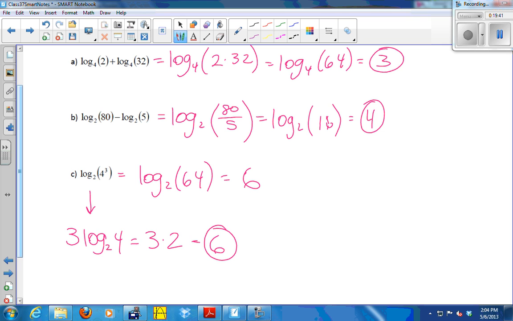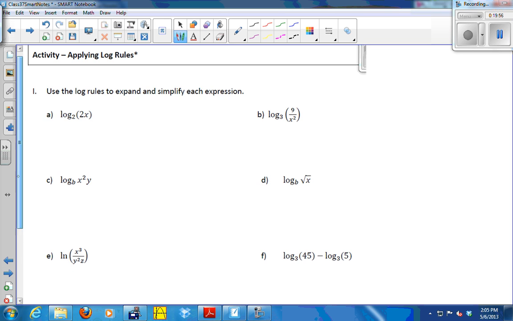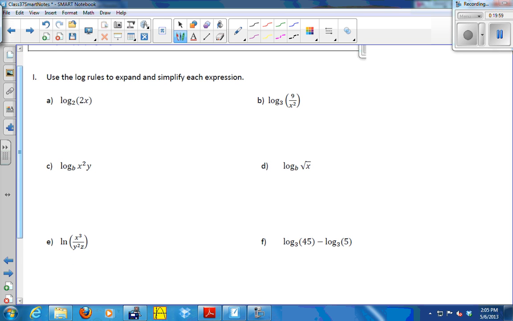Kind of make sense? Okay, so these ones we went from expanded to compacted, right? I took a sum and rewrote it as a single logarithm. You can also go from a single logarithm and expand it. So for this first activity, we're going from a single log to expanding. So if I want, I'll do the first one with you. If you want to do log base 2 of 2x, that's a product. So that would be log base 2 of 2 plus log base 2 of x. And log base 2 of 2 we could simplify to what? 1. So this is 1 plus log base 2 of x.